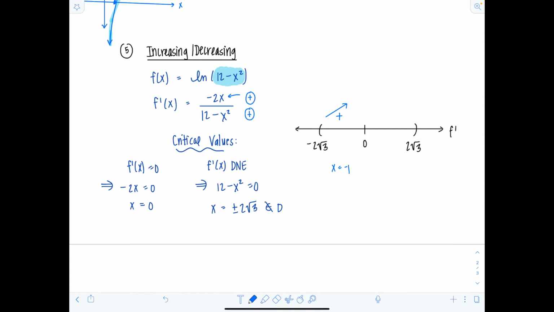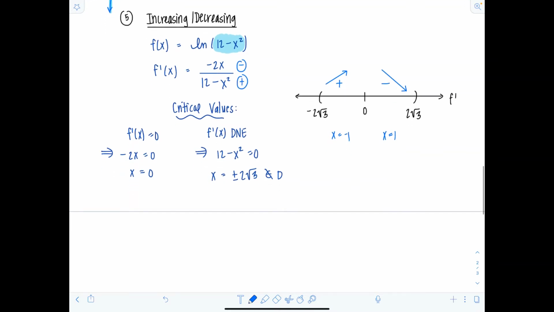Then say I want to test the next interval. Let's pick x equals positive 1. Okay, now look, if I plug in positive 1 for x, the numerator is negative, the denominator is positive, which means the derivative is negative in this interval. So the function is decreasing.